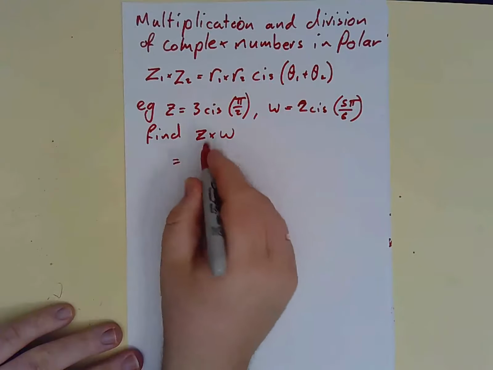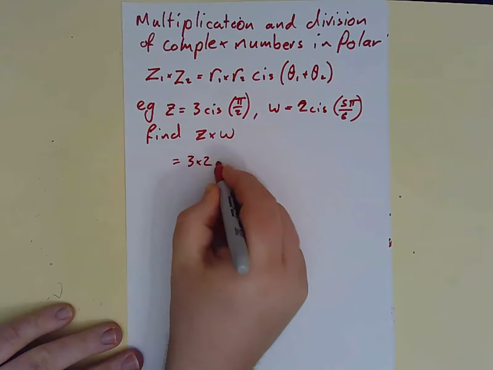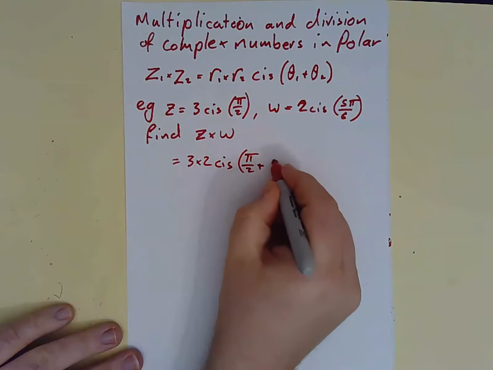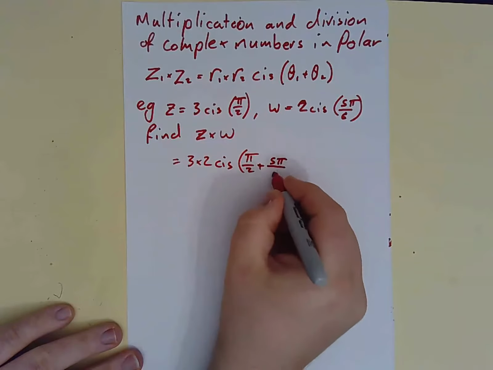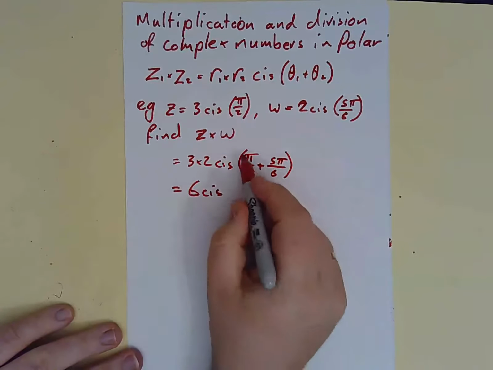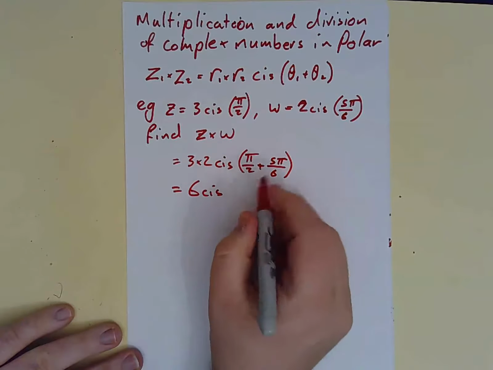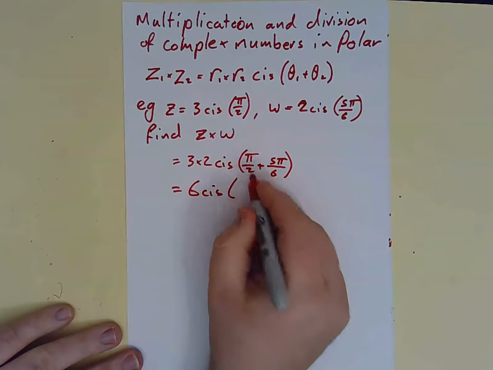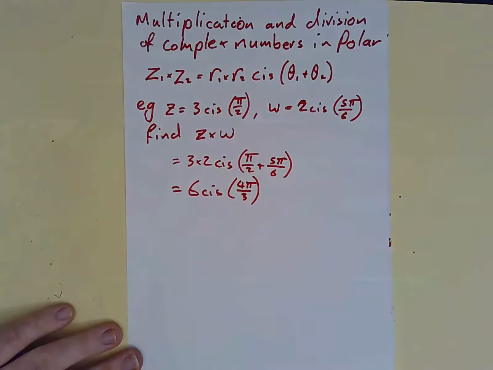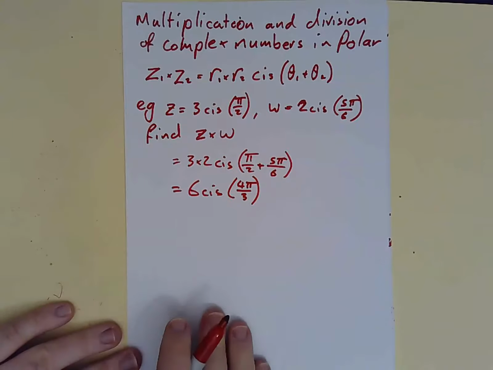my r is going to be the multiple of these, so 3 times 2, and my cis is going to be the add of these. So it's going to be 6 cis. Now that's 3 on 6, so that's going to be 8 on 6. I can cancel 8 on 6 to 4 pi on 3. Done. That's how easy multiplication is with polar form. And particularly if you're doing a lot of multiplication, this is really powerful.